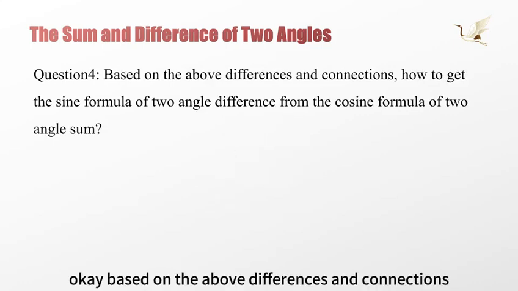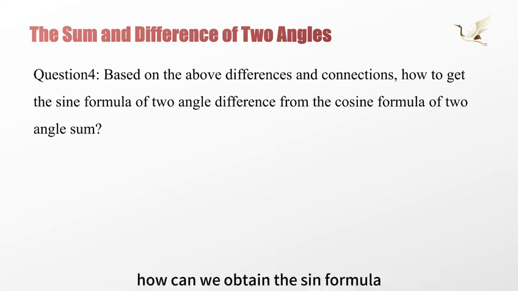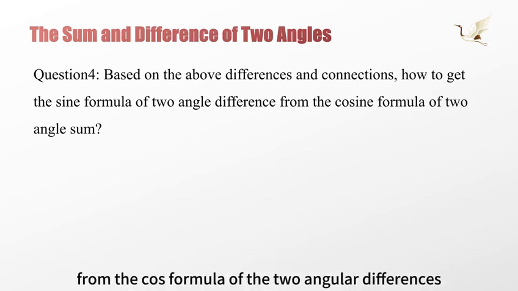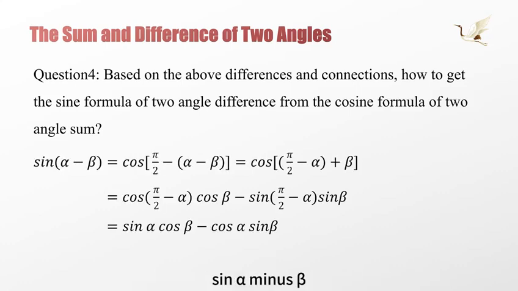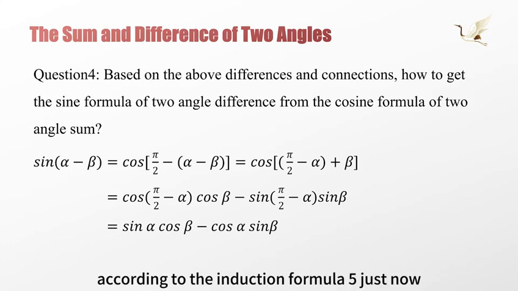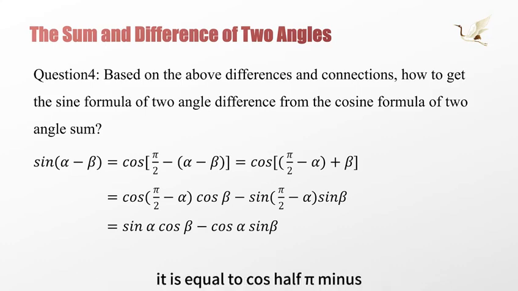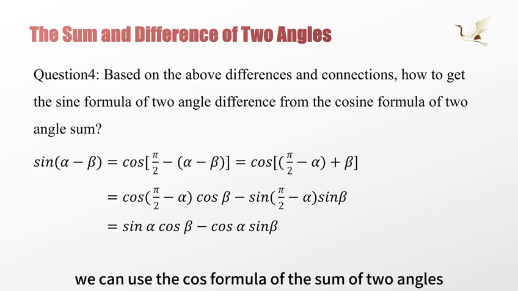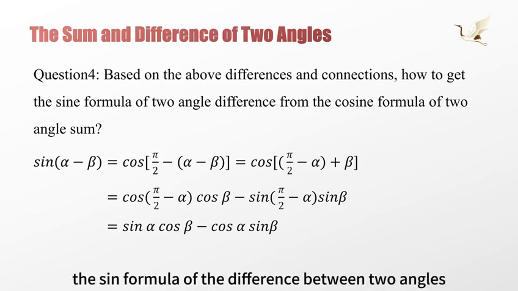Okay, based on the above differences and connections, how can we obtain the sine formula of the difference of two angles from the cosine formula of the difference of two angles? Let's take a look. Sine of alpha minus beta, according to induction formula 5 just now, is equal to cosine of half pi minus the difference of alpha and beta. Because we want to use the sine and cosine of any angles alpha and beta to represent their difference, I transformed this angle to obtain half pi minus alpha, plus beta. At this point, we found that we can use the cosine formula of the sum of two angles to obtain the sine formula of the difference between two angles.